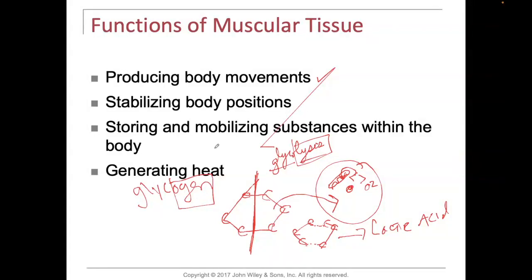Okay, and when muscles contract, they generate heat. We know that when you exercise and muscles are moving, they generate heat and you perspire to cool yourself off. Okay, most of the energy that's created in the mitochondria by the Krebs cycle, most of that energy is dispersed into heat. Most of the energy is dispersed to heat, and the leftover is used to make ATP.